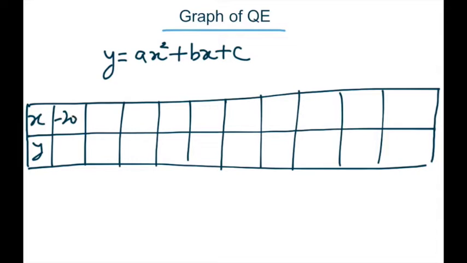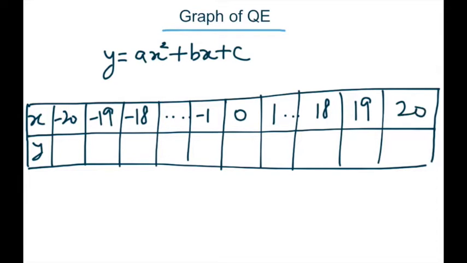Let's say minus 20, minus 19, minus 18, then you have minus 1, 0, 1, 18, 19, 20. Okay, so for these values of x, we might get something like this for y. Once we put these values in this equation, we'll have a y something like this. This is again an example, so I'm just putting some values which will create a quadratic curve.